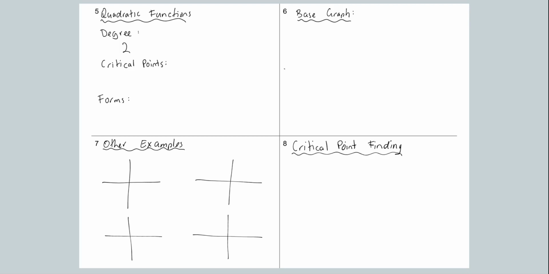The critical points do change a bit. I'm assuming you're already familiar with quadratic functions, so I'll go to the base graph in a second. So you might want to pause and think and write down what you think the critical points are before continuing on.